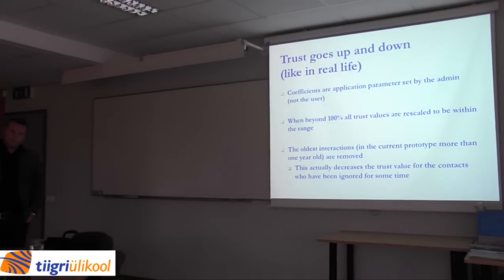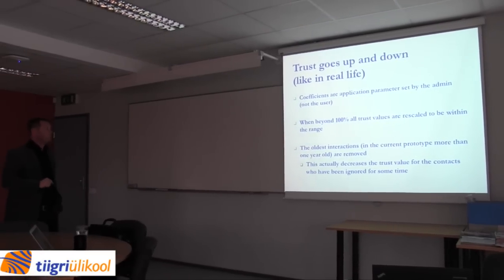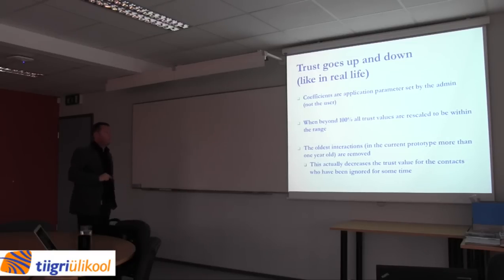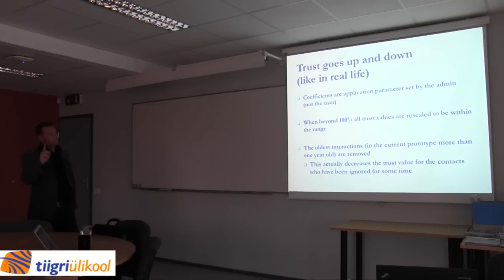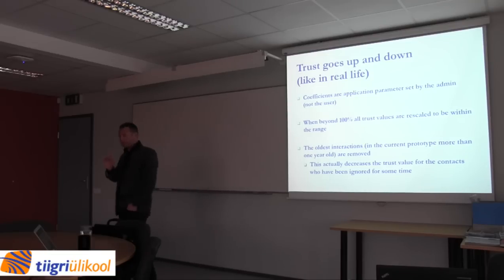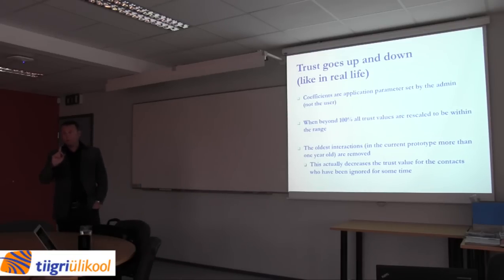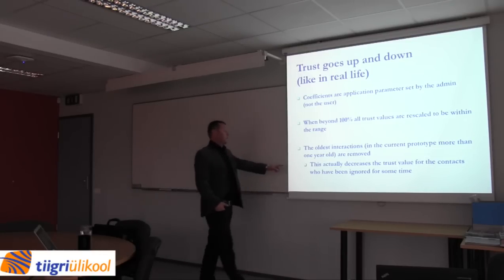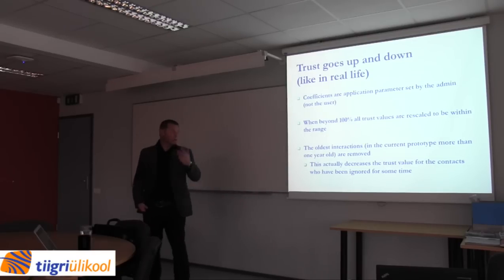So what you get is a dynamic behavior of the trust values going up and down. The coefficients, as you saw, are set by the administration. These are practical things: when the trust goes beyond the top, so beyond 100%, of course you have to rescale all the values. And the most important of all, trust has to be able to go up, but also to go down. So when people are not interacting for too long, it means that probably something is happening, so you want to reduce the trust accordingly. So the oldest interactions are practically removed from the database, which as a consequence will decrease the trust value for the contacts who have been ignored for some time.